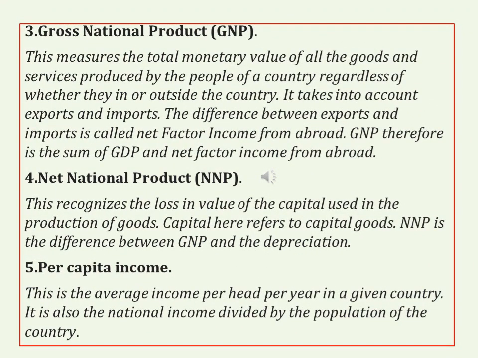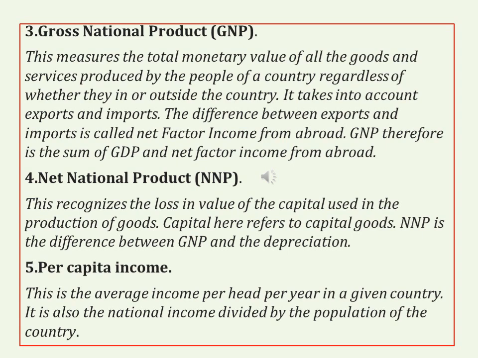Number 3, we have gross national product, GNP. This concept measures the total monetary value of all the goods and services produced by the people of a country, regardless of whether they produced those goods and services when they were inside the country or outside in other countries. So we are looking at the citizens. Where are they? Are they outside the country or inside the country? We put all the income together of those outside the country and the production of those inside the country.